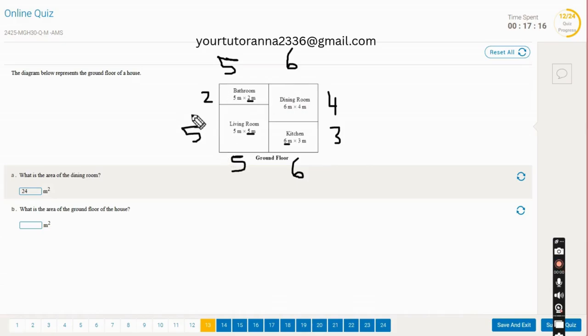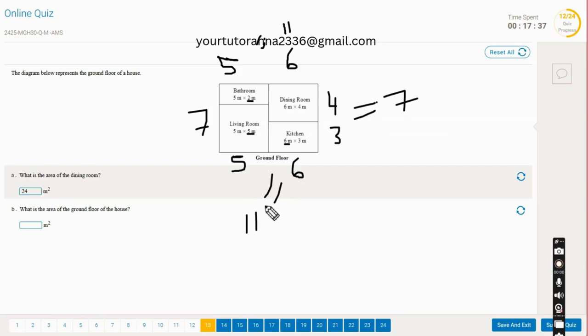Now add each side. You're supposed to get the same number on this side and on the other one. So what do you get here? 5 plus 2 is 7. That's how you can check you're correct. 4 plus 3 is also 7. 5 plus 6 is 11. Again, check on these. 5 plus 6 equals 11.